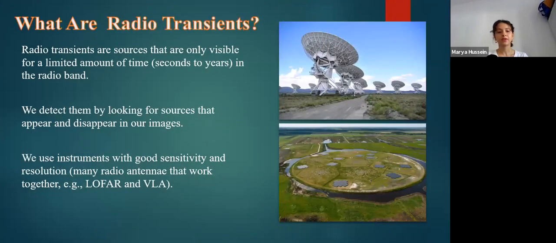So what are radio transients? We define radio transients as sources that can only be detected for a limited amount of time in the radio band. We detect them by looking at images that appear, disappear, become dimmer or brighter. We use instruments with good resolution and good sensitivity, for example LOFAR and VLA, which contains many radio antennas that work well together. As you can see, LOFAR is the image down below and VLA is the one above.